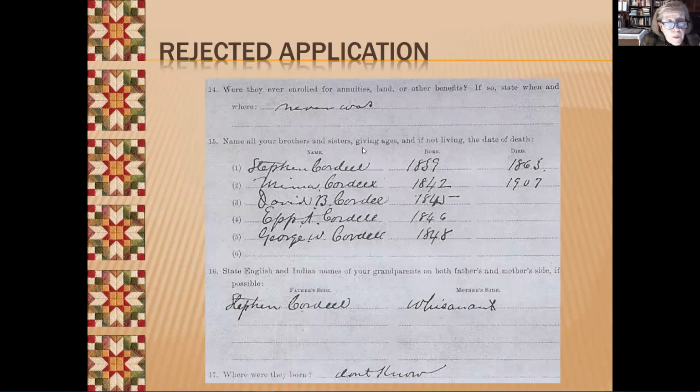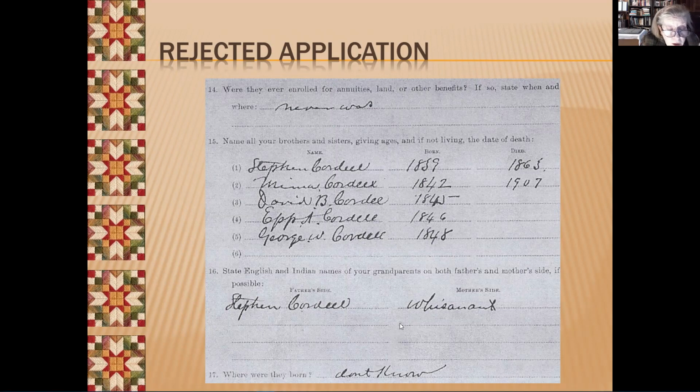Then name all of your brothers and sisters. So here he's naming all of his brothers and sisters with their birth date, and 2 are deceased. And then these last 3 are still living. And then it says, name your grandparents. So he says Stephen Cardell. So there's his grandfather. He's not sure what his mother's people are.